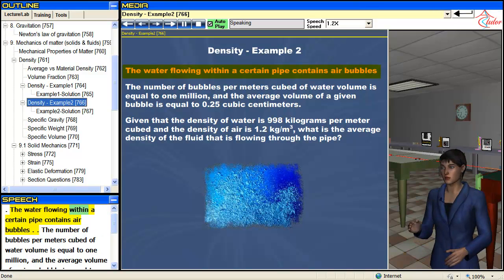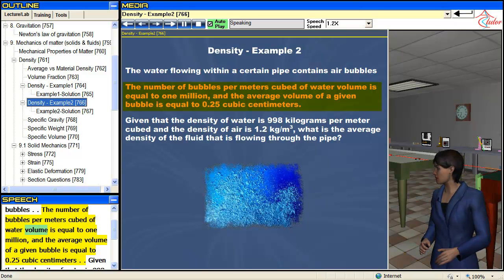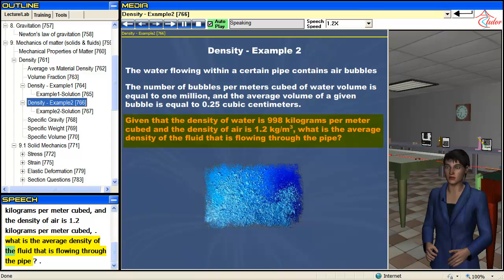The water flowing within a certain pipe contains air bubbles. The number of bubbles per meter cube of water volume is equal to 1 million, and the average volume of a given bubble is equal to 0.25 cubic centimeters. Given that the density of water is 998 kilograms per meter cube, and the density of air is 1.2 kilograms per meter cube, what is the average density of the fluid that is flowing through the pipe?